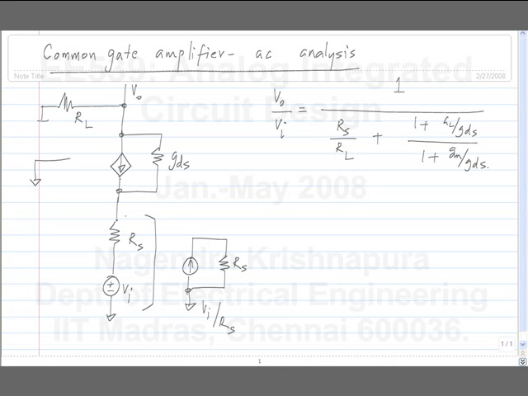There are a couple of approximations to this. One where you get RL by Rs plus 1 over Gm, or you can also further approximate it to simply RL by Rs. Okay. This is the gain at DC. What happens at AC? Where are the parasitic capacitances? Where are the parasitic capacitances in the circuit?